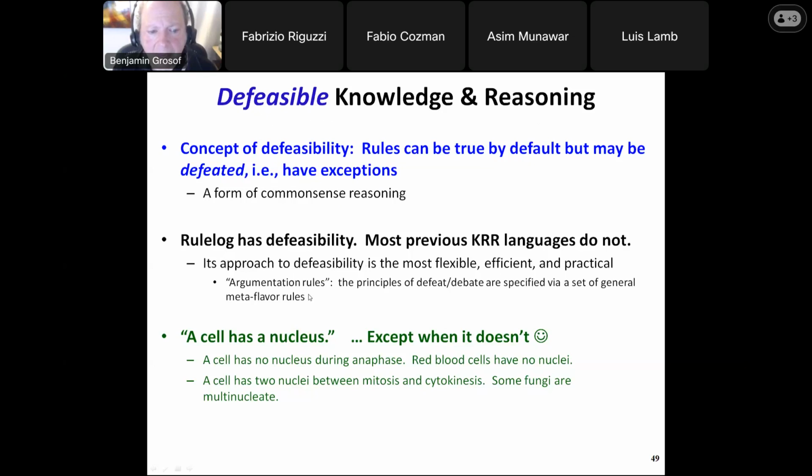And so argumentation rules, I mentioned before, you can encode the principles of defeat as a set of general meta rules, or you can think of that as debate and argumentation. For example, to represent that a cell has a nucleus, there are exceptions, like during the anaphase of cell division, red blood cells never have nuclei. A cell has two nuclei between mitosis and cytokinesis during cell division. Some fungi have multiple nuclei.